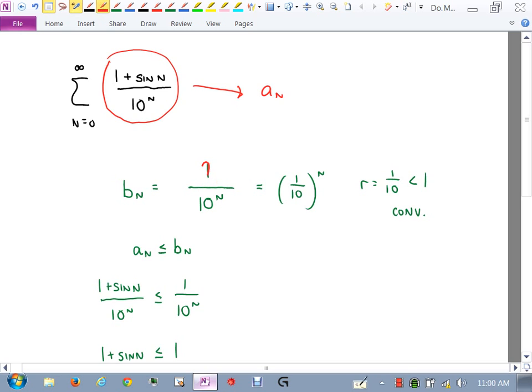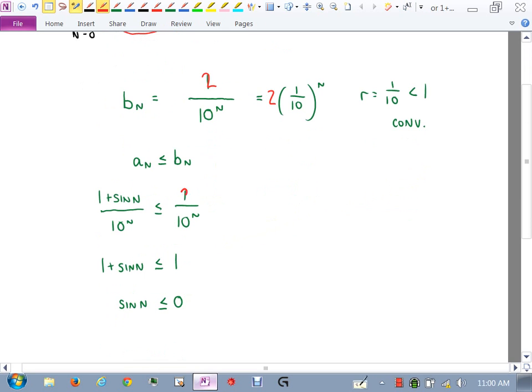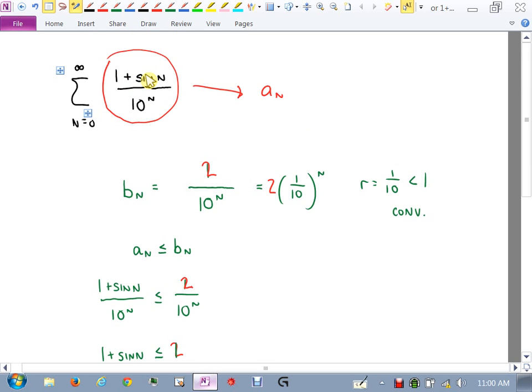If we change this to a 2 instead, that's a constant, it comes out. So we still have a geometric series with 2 here, and this is still going to converge because r is still 1/10. But this inequality now becomes 2 on this side, and now it's 2 minus 1, which is true. Sine is always less than or equal to 1. That's a very small adjustment that made it work. But you had to see that that numerator was bounded, and so you could come up with a better one. Okay.